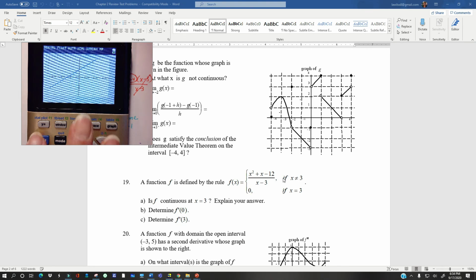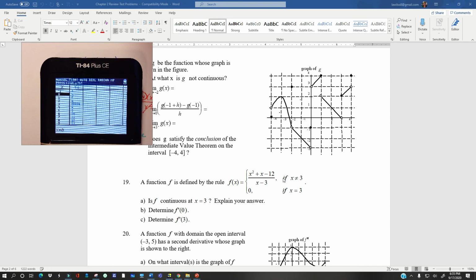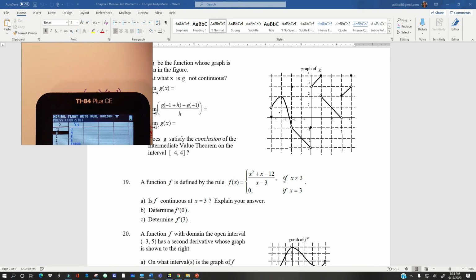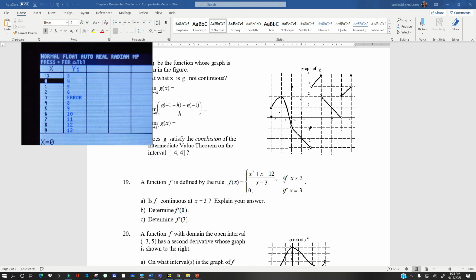Let me just see something here. So look at 3 on the table, and I know this is hard to see. Let me just make it bigger. There we go, that's much nicer. At x equals 3, there's an error in the table, so no. But that's going to happen because we have a problem at x equals 3. Remember that the restriction is always the problem, all right?